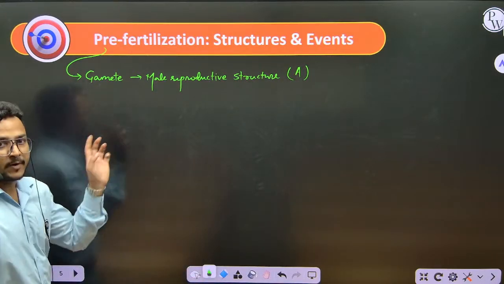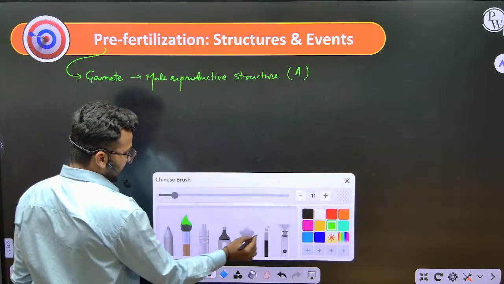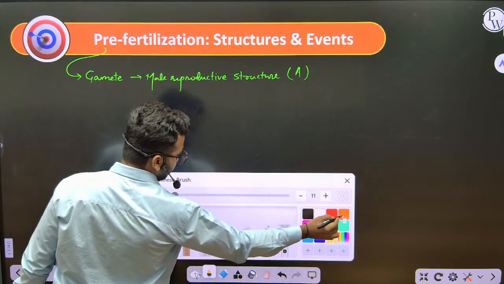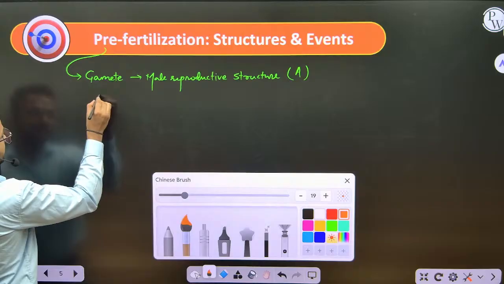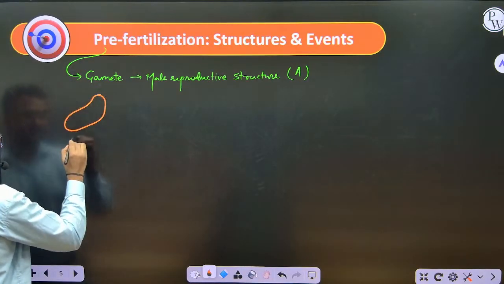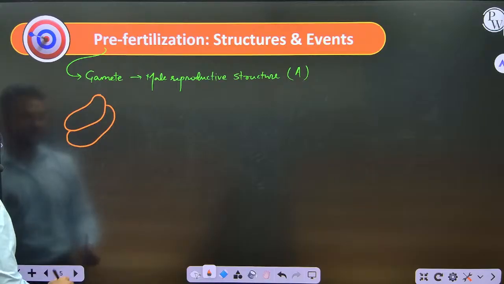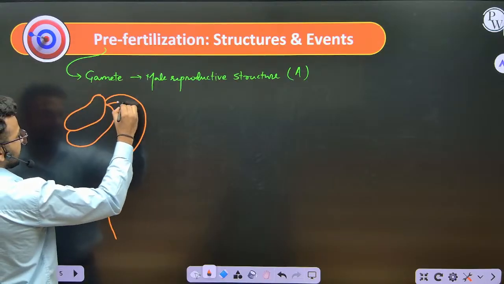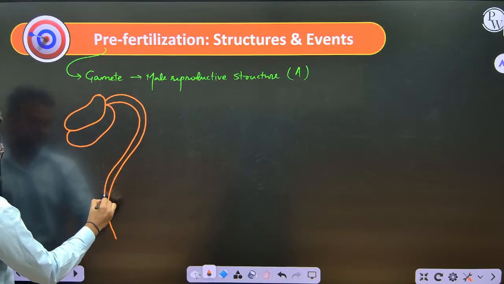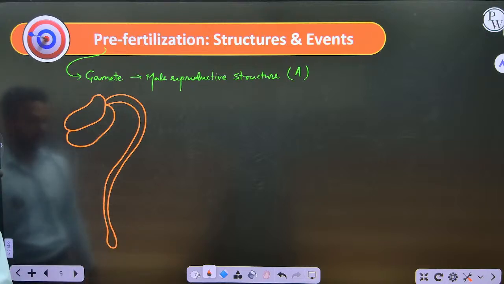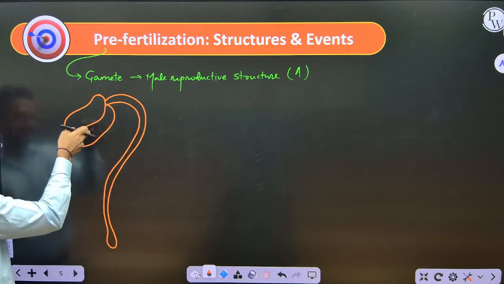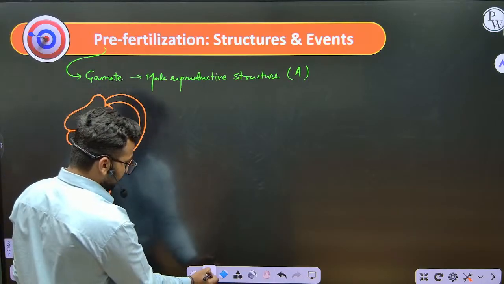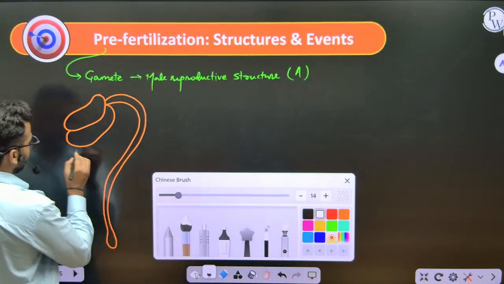So the male reproductive structure, what all is involved in it? Let me draw that. Androecium is nothing but the stamen. It is connected to a long slender, filament-like structure. We call this a filament, and this one is the anther. Together we call this the stamen.